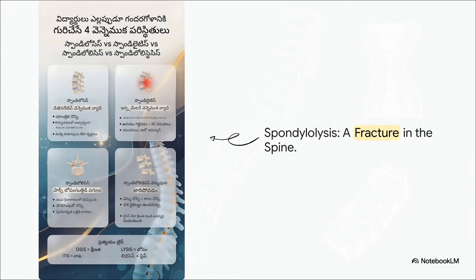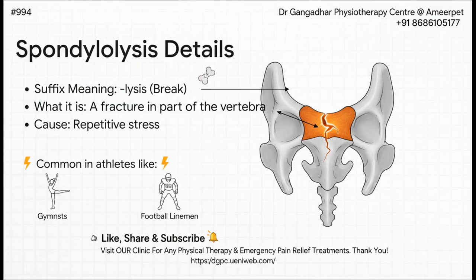Our third term, spondylolysis. Remember the suffix? Lysis means a break, and that is exactly what this is. We're talking about a fracture in a very specific little part of a vertebrae. Yep, it's typically a stress fracture in this tiny little bone bridge in the back of the spine. It's called the pars interarticularis. It's super common in athletes who do a lot of repetitive back extensions. Think gymnasts, divers, football linemen. And sometimes the pain can shoot down one leg.